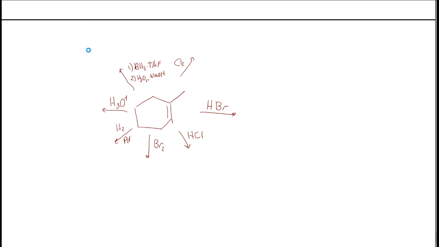I can't read one and two. Yeah, what's one and two? It's the hydroboration oxidation from Monday: BH3 THF and H2O2, NaOH. Oh yeah, it is pretty small up there. Let me see if I can make it bigger once the computer stops being angry.